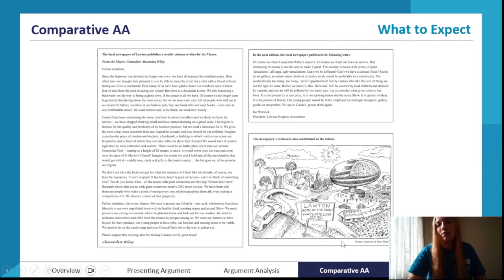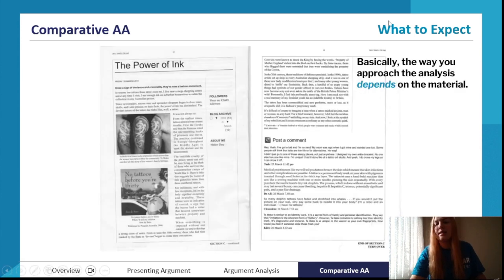And of course, you might even find that the letter could be compared with the cartoon. So it really depends on the task. And that's what we're saying here. The way you approach the analysis depends on the material. Looking at this example, we see something completely different. It's an article with embedded images, which means we don't treat them as separate. They're not comparative materials. And there are 4 comments.